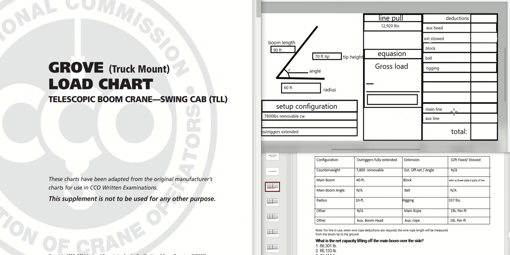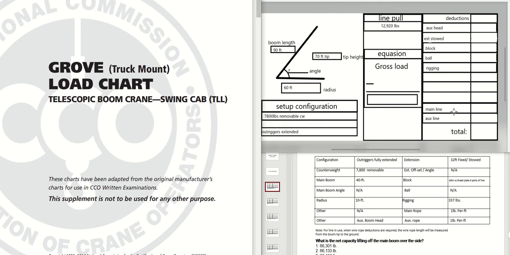We're going to go through the steps of how to do your Grove load charts for your specialty exam for your written test. You will need a specialty exam in addition to your core exam, in order to pass and acquire your triple CO certification in that class of crane. For mobile crane types, there's Grove, which is your swing cab, Manitex, which is your fixed cab, and Manitowoc lattice, which is your lattice boom. You can either choose to do truck mount or crawler.